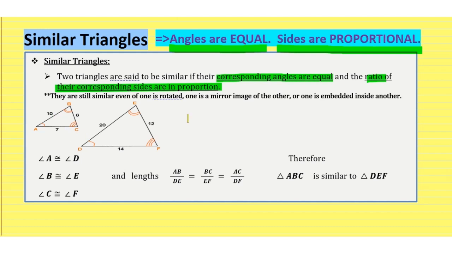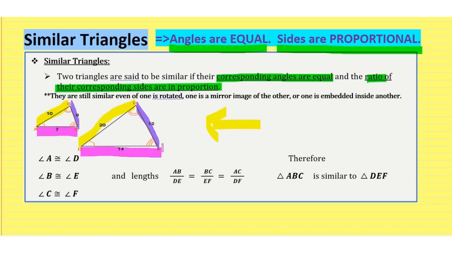If you look at these drawings of these two triangles right here, the longest side is proportional to the longest side, and the shortest side is proportional to the shortest side, and the middle length side is proportional to the middle length side.